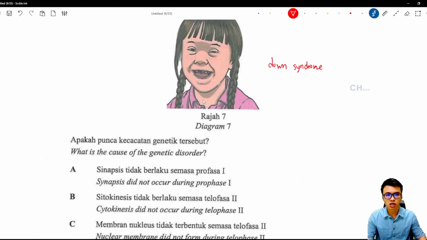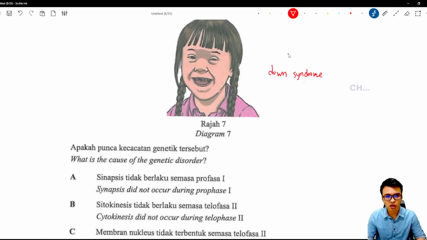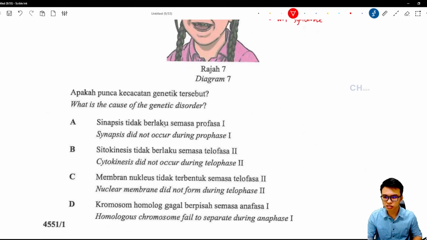So this is due to a process called non-disjunction. A non-disjunction happens in anaphase 1 or anaphase 2. So the idea here is when non-disjunction happens, the homologous chromosome is not going to be separated. So they will have one extra chromosome in their 21st set of chromosome. So the answer here should be D.